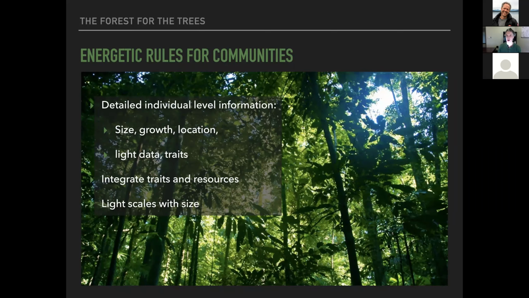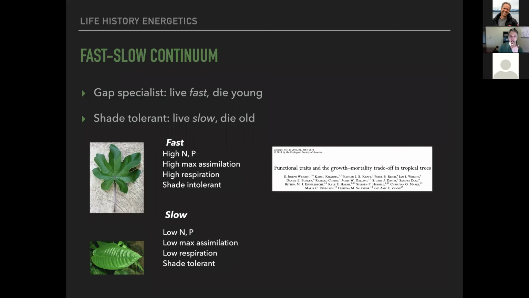And so I think there's a credible opportunity to integrate trait data and resource availability into a scaling framework, especially because things like light availability probably scale with size as you get taller and closer to the canopy. And so one of the most consistent trait differences in forests that people have studied is whether you're shade tolerant or a gap specialist that can't tolerate shade and grows in a canopy gap when a tree blows over.